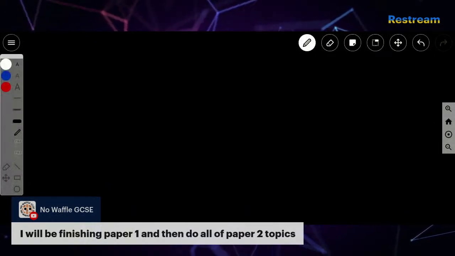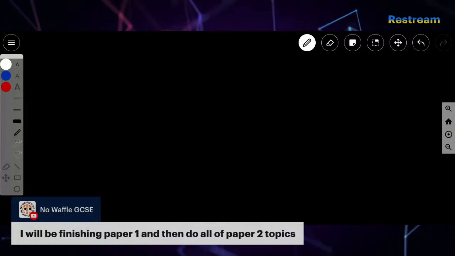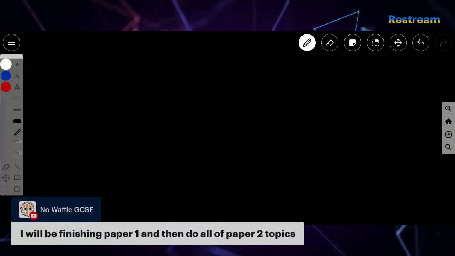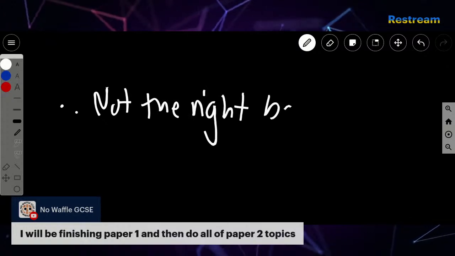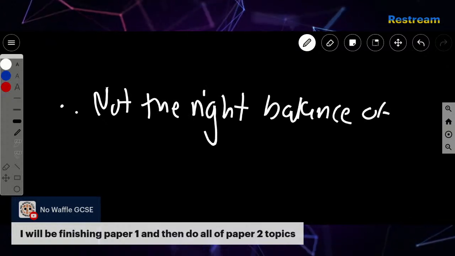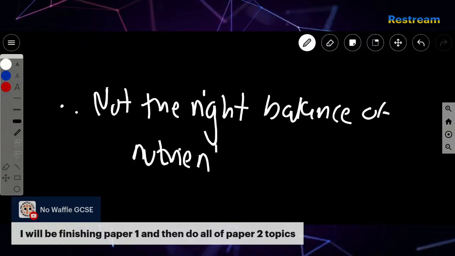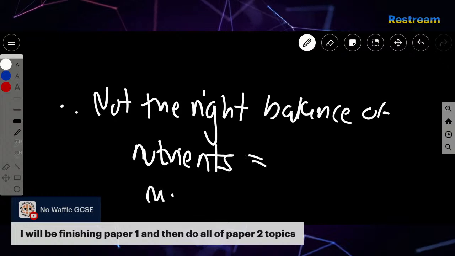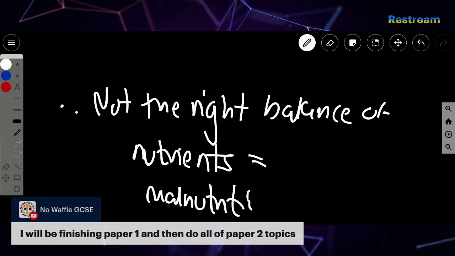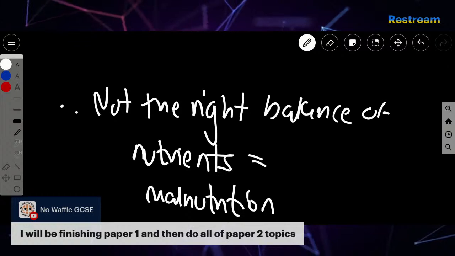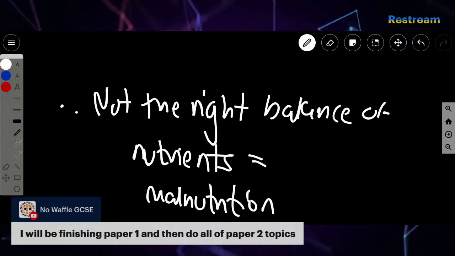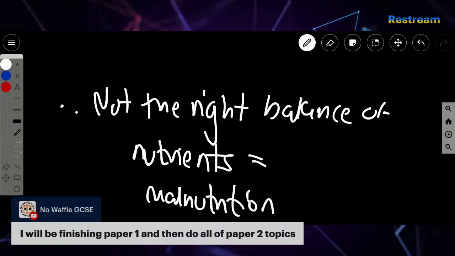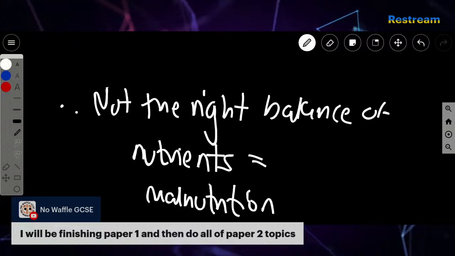In regards to food, when people can't access enough safe, nutritious food, they can't eat the right balance of nutrients. When there's not the right balance of nutrients, this is called malnutrition. Malnutrition includes undernourishment, when people don't get food of any kind. So undernourishment is you don't get any food, and malnourishment is when you don't get enough food.